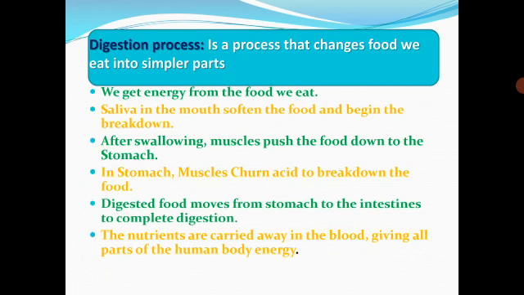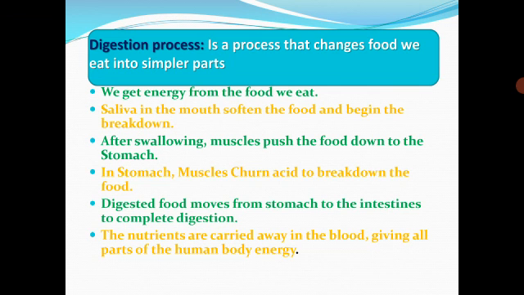After swallowing, food reaches the stomach. In the stomach, acid is produced. This acid breaks down the food again, and digested food moves to the intestine to complete the digestion process. Nutrients after that are carried away in the blood. Why? Because the blood moves throughout the body, as we know, giving all parts of the human body the needed nutrients and so the needed energy.